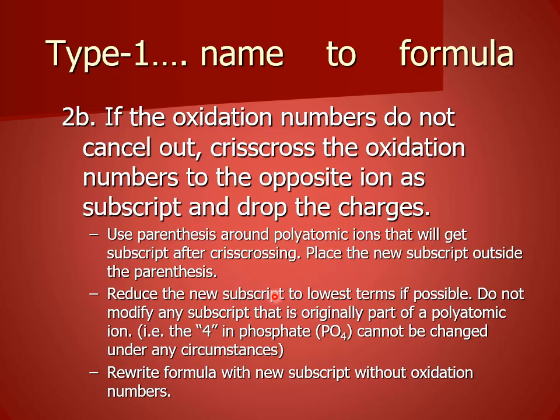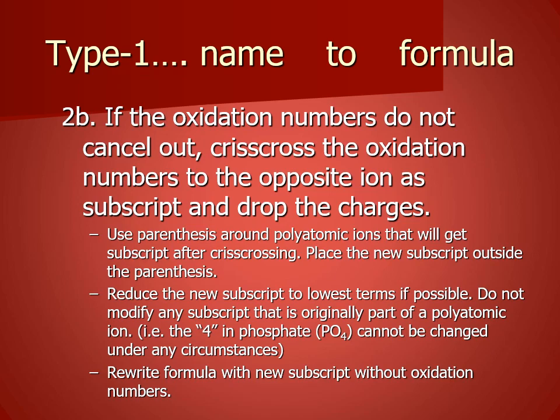Remember to reduce any new subscripts to lowest terms if possible. It happens sometimes, especially more with the variable cations, but if it does, do it. And you have to. Now, we will never ever look in and modify a polyatomic ion formula. So you can't reduce this. It doesn't matter. It's got to stay PO4. Finally, rewrite the new formula with the new subscript and without oxidation numbers.